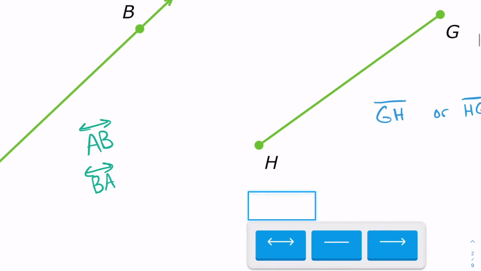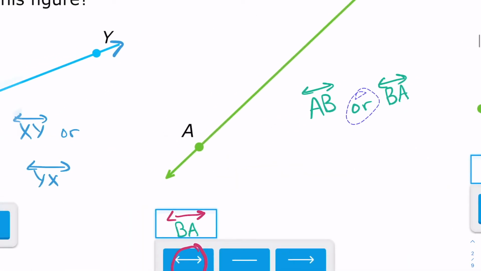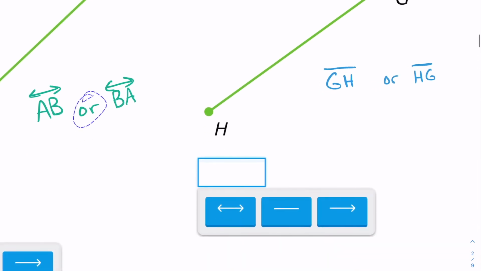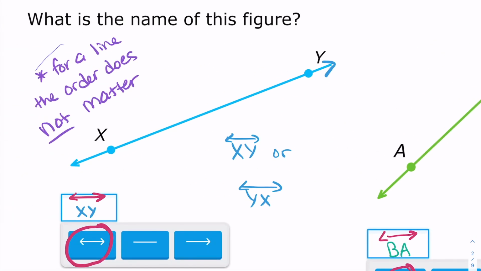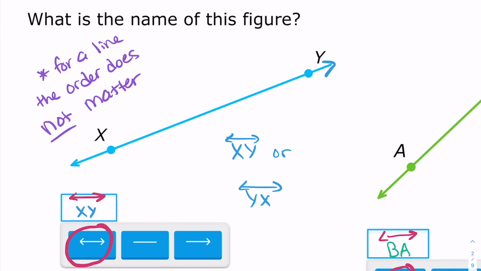So let me put the word or here for this one. Okay. So GH or HG. So I'm going to select this icon here as a line segment, and I'm going to do that one. So I'm going to say HG, line segment HG. Okay, we're almost done with the lesson, actually. It'll be pretty quick. You just have to be able to name these in the right way. Okay, so we're also going to say for a line segment, the order does not matter as well. So that's good for us.